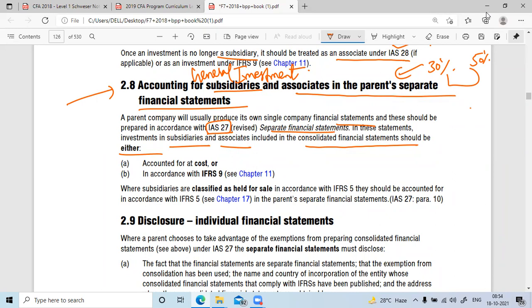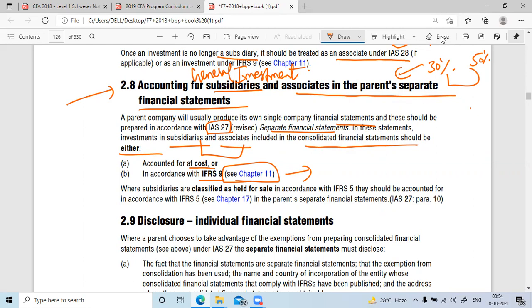In these statements, they have to definitely account for their investments, what they have done. So investments in subsidiaries and associates included in the consolidated financial statements should be either shown at cost or in accordance with IFRS 9, that we will be seeing in chapter 11. That is nothing but accounting for investments. Okay, so don't worry, we will discuss accounting for investments in chapter number 11.